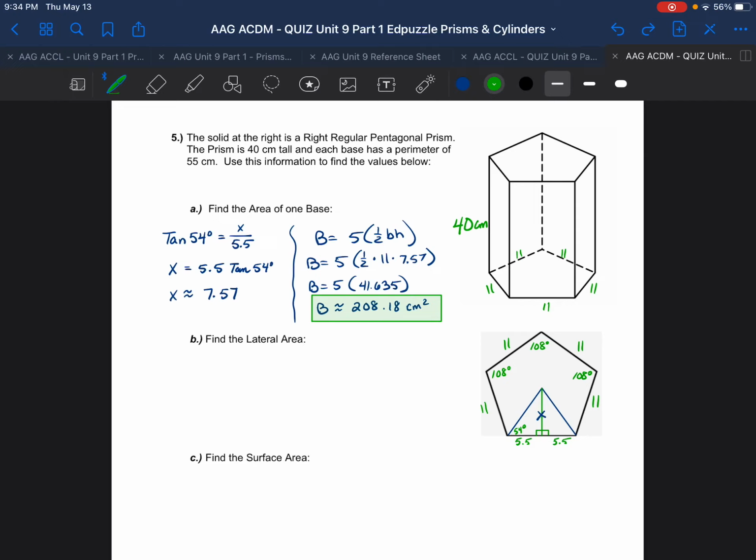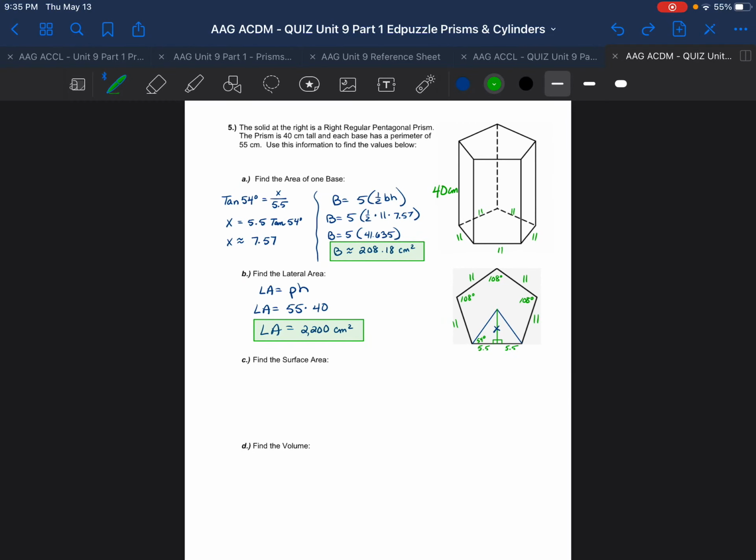Part B says to find the lateral area. Good luck. The lateral area is found using the formula LA equals PH. Perimeter of the base is 55. The prism is 40 centimeters tall. Multiply it out, and you get 2,200 centimeters squared.